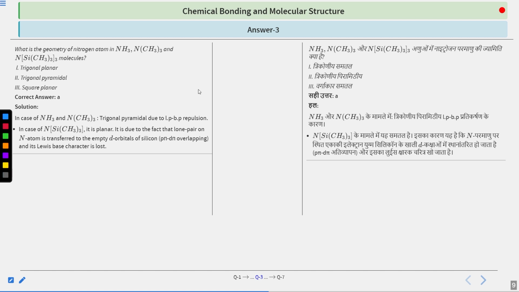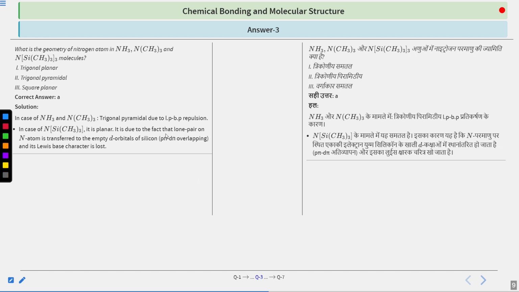Now, if you move to N(SiH3)3, we will find that it is planar in nature. This is a very interesting phenomenon, where the nitrogen lone pair is donated to the vacant d orbital of the silicon. The lone pair is responsible for the repulsion and for the pyramidal shape. When this lone pair is no more available and is donated to silicon, that results in the absence of the lone pair and a reduction in lone pair bond pair repulsion.